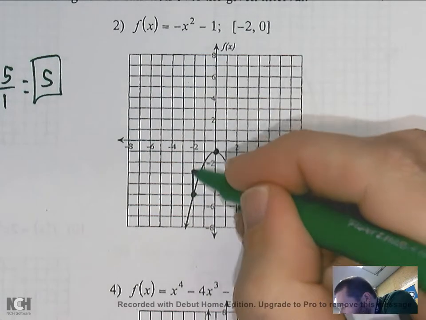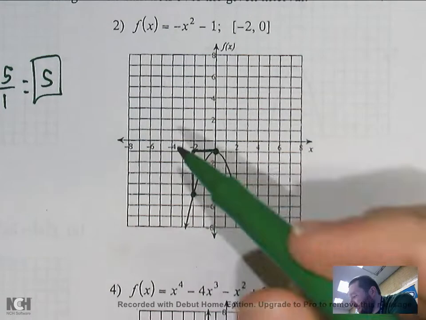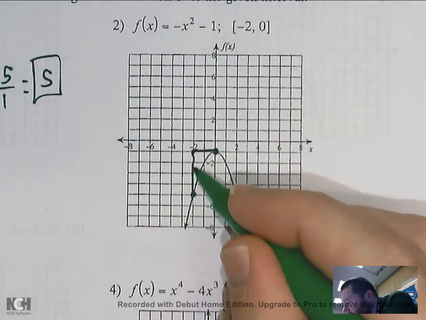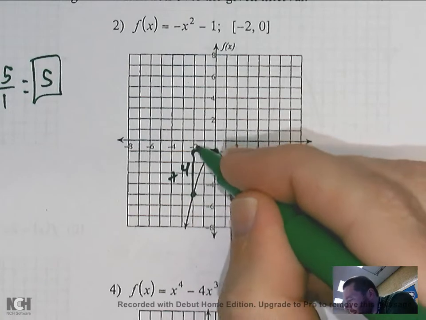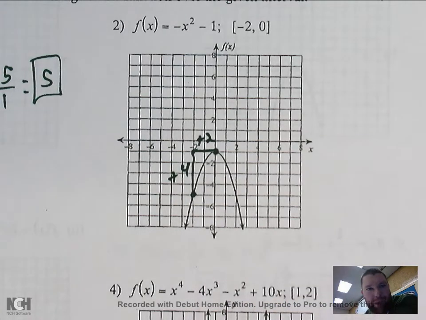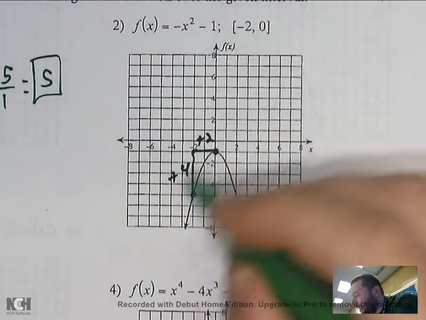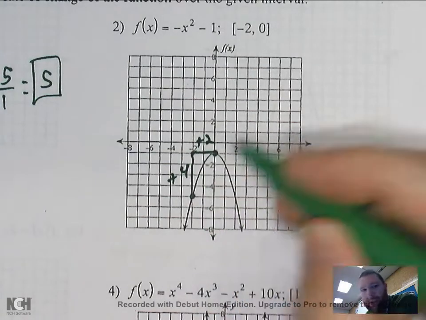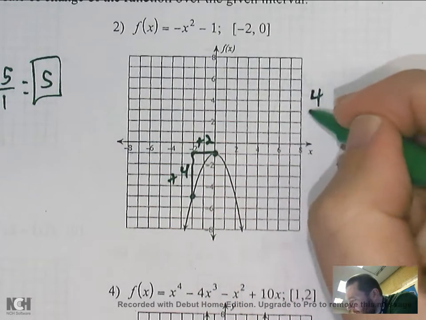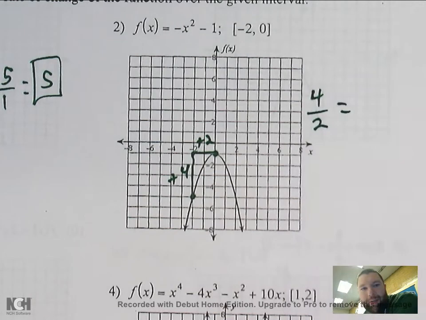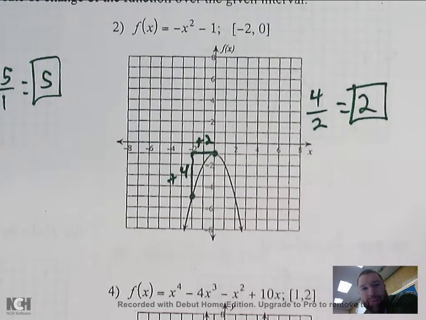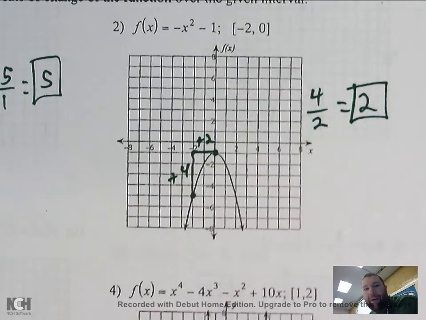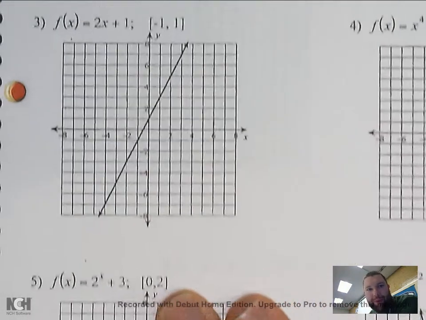So again, I do the rise over the run. And this is going up 1, 2, 3, 4, so plus 4. And it's going to the right 2, so plus 2. So my slope, again, rise over run, would be 4 over 2. That simplifies to 2 over 1, or just 2. That would be your final answer. Not too tough, right? Okay, let's try another one.